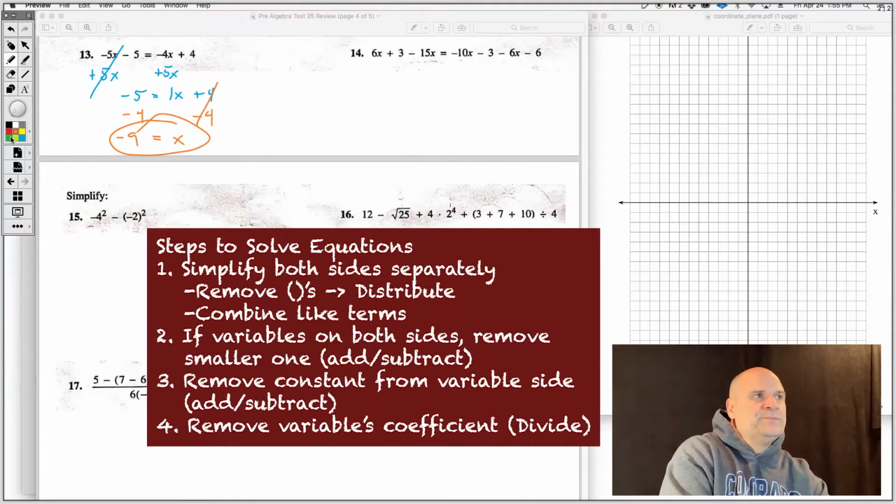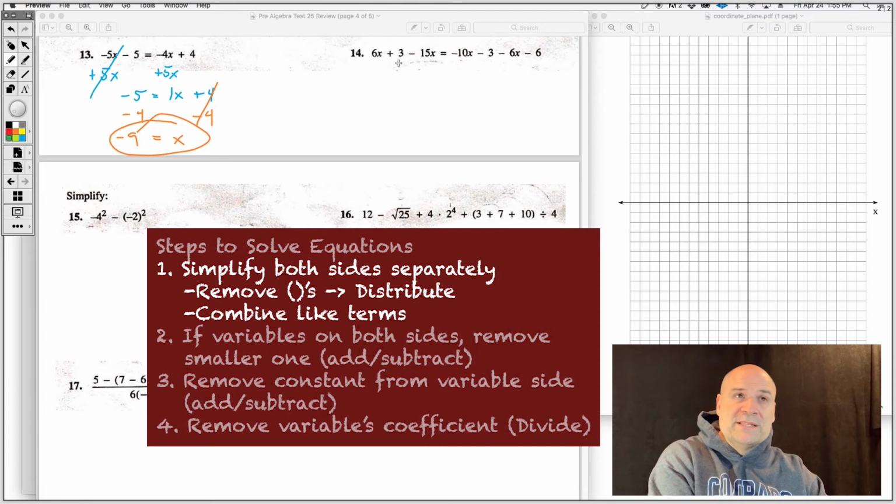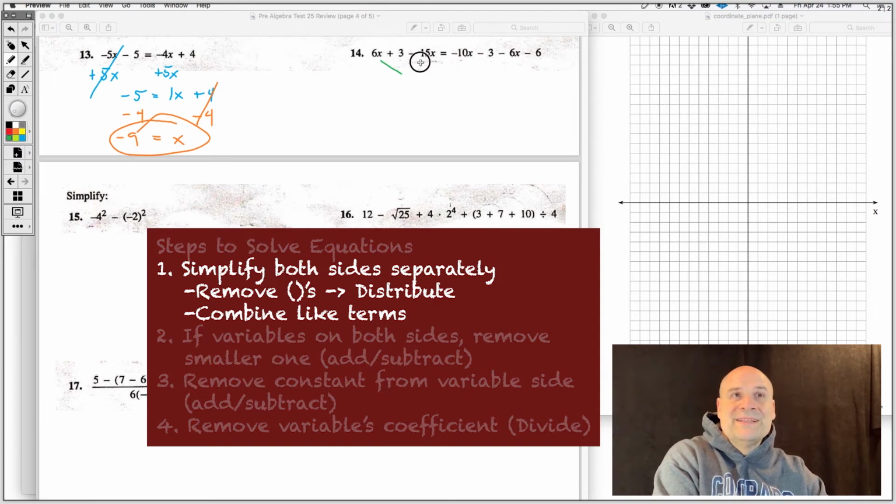Number 14. So this time, you're going to simplify both sides first by combining like terms.